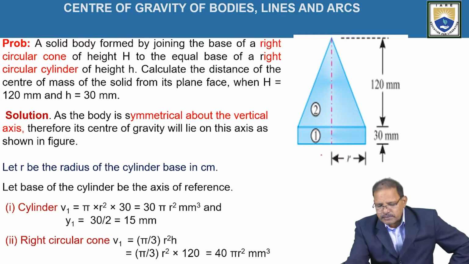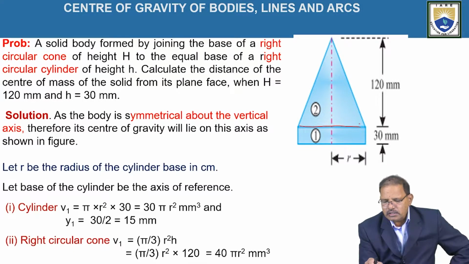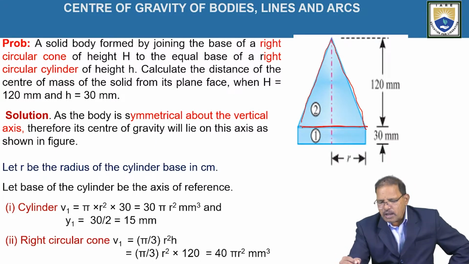Here, it is given, this is representing the orthographic projection of a composite figure, which is made up of a right circular cone. This is known as a right circular cone, having height equal to 120 mm. The radius of the base circle is small r. Now, it is kept just over a circular cylinder of height small h, having the same base diameter. That is, the radius is equal to small r.